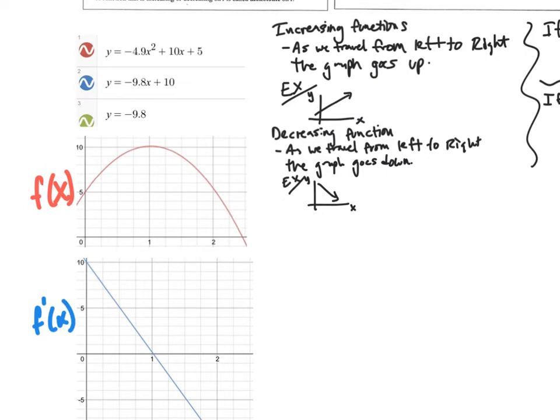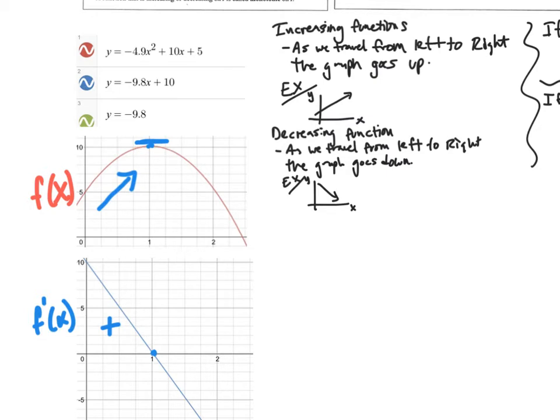Okay, and so what I want you to see here is not only on our derivative graph where we cross the x-axis, notice that we have a tangent line of zero. That's where we have a maximum. That's a critical number. But I do want you to see here that the y values on my derivative are positive here. So look at the function. The function is increasing. As we move from left to right, the graph is going up, okay?